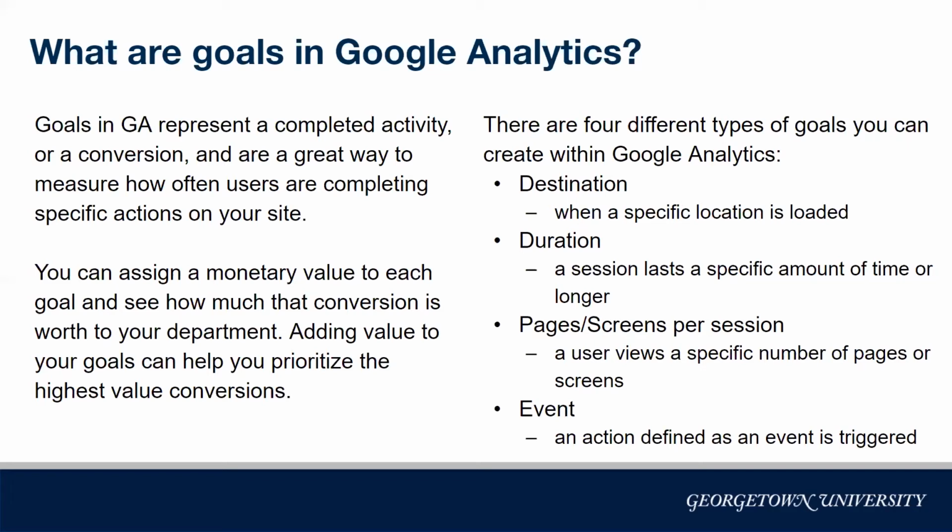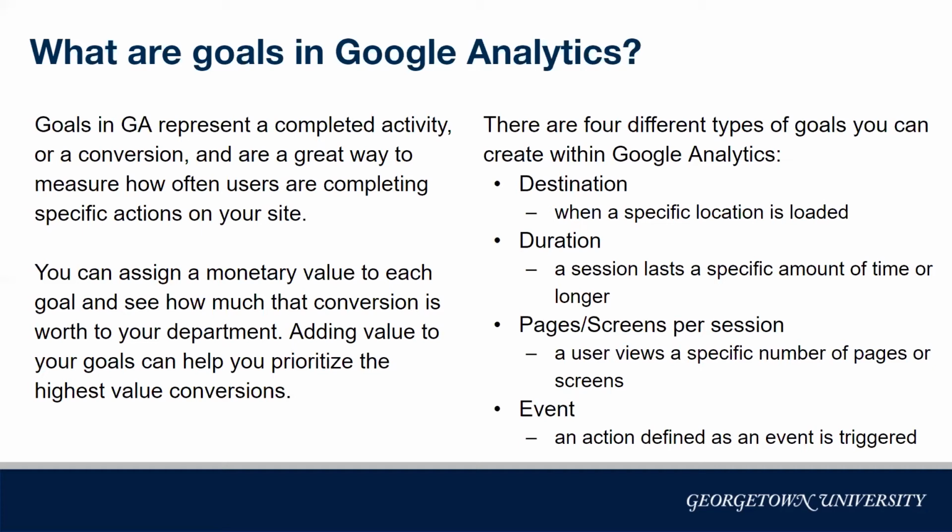The first one is a destination goal. And you're going to want to create a destination goal when you want to track when a specific location is loaded. So say you're going to publish new content on your site, and this particular bit of content is important, and you want to see if users are actually going to these pages. Here's where you would use a destination goal.